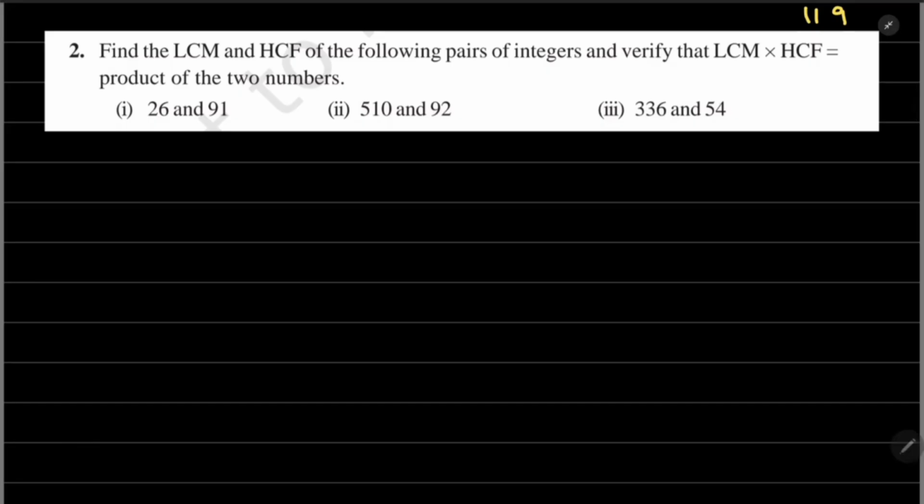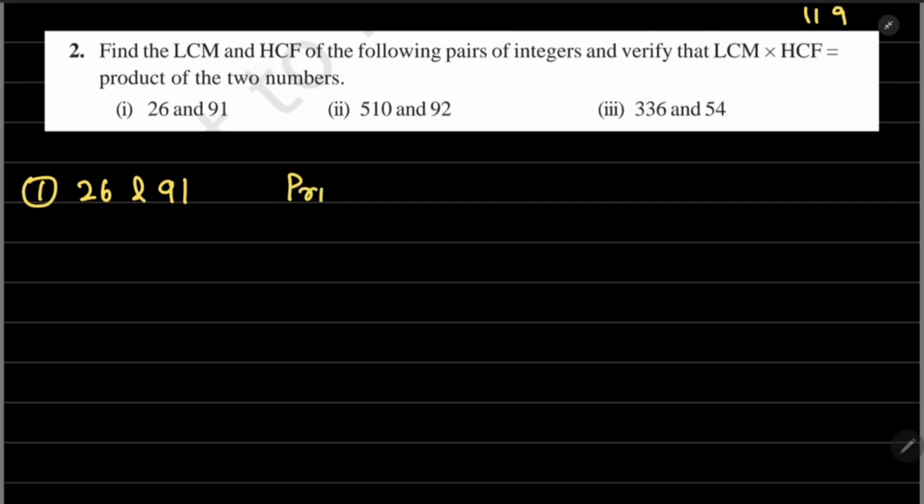You have to find the LCM and HCF of the following pairs of integers and verify that LCM into HCF is equal to product of the two numbers. Very easy. So you should find the prime factorization and then find both HCF and LCM, and then also verify that the product of LCM into HCF is the product of two numbers. The first one, so 26 and 91, right?